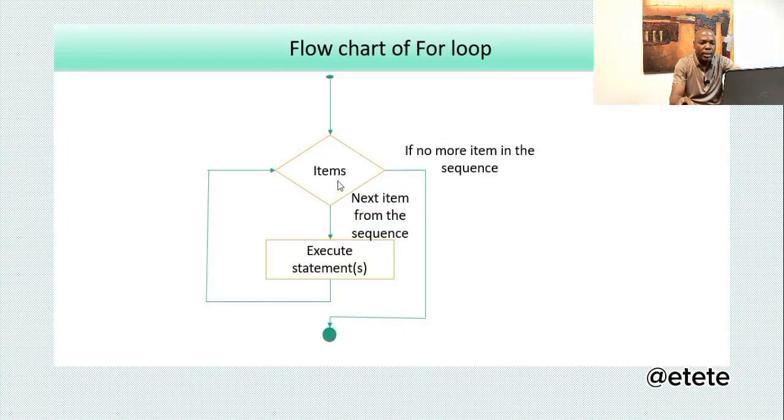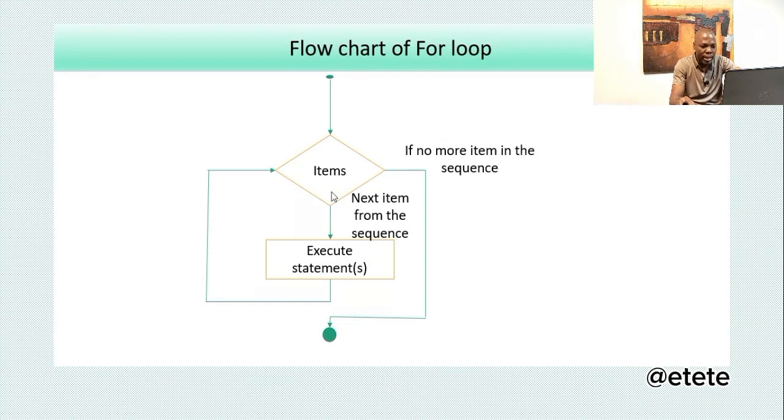Now this is the flow chart. So the first container, which are the items, that is that fruit, the items are inside here. If no more item in sequence, then you go this way and you exit that loop. But as long as there is item in the sequence, the loop will go this way. So items, next item from the sequence, execute statement. Then you go round.